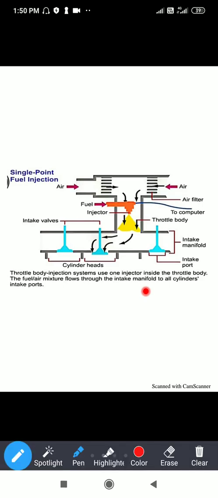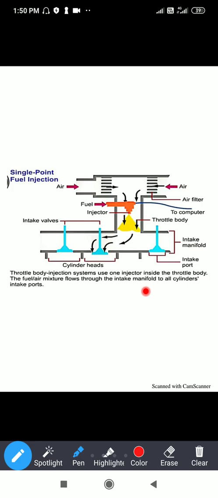Now see, in the multi-point cylinder there are multiple injectors and multiple sources to supply. The metric distributor is used and the common relay is used. Now over here there is a simple diagram where only a single injector is there.